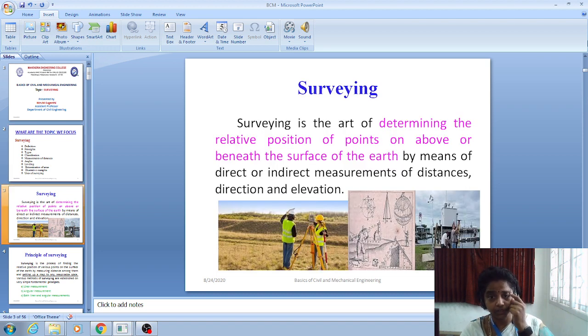What is meant by surveying? It's the art of determining the relative position of points on, above or below the earth's surface. It's measurement by means of direct or indirect measurements to measure the distance, direction and elevation. So that is surveying.